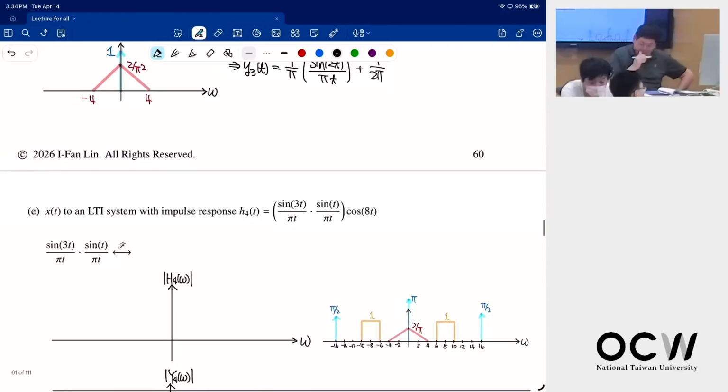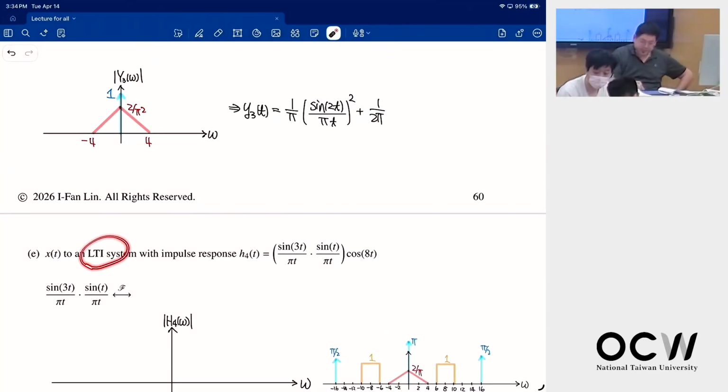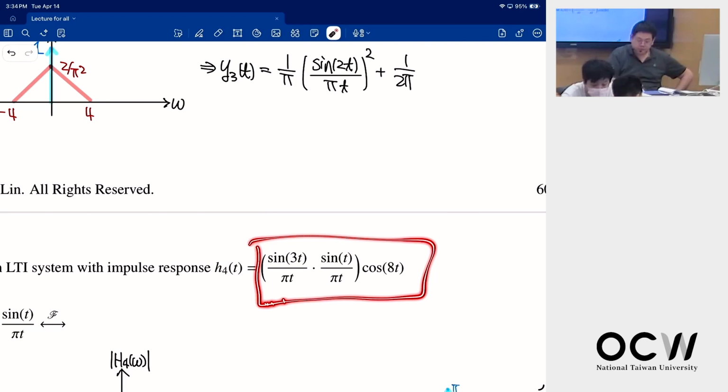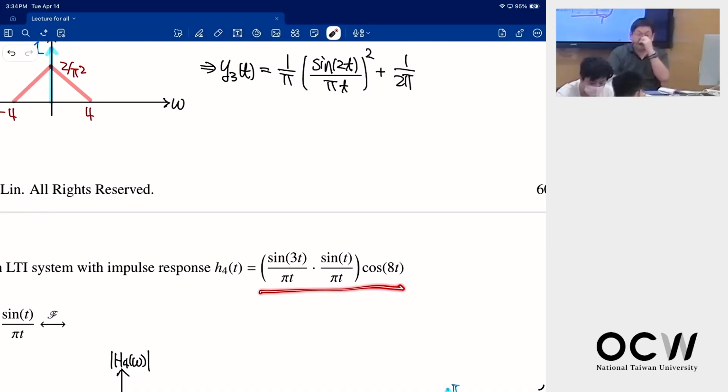Right, next, I send to another LTI system. The impulse response is this one. If you see the response in time domain, what do you expect in frequency domain? Every time when you see cosine, you will know that in frequency domain I will shift to the right and shift to the left. Okay? And then two sinc functions multiplied together in time domain with different widths. So in frequency domain, I should have a trapezoid.